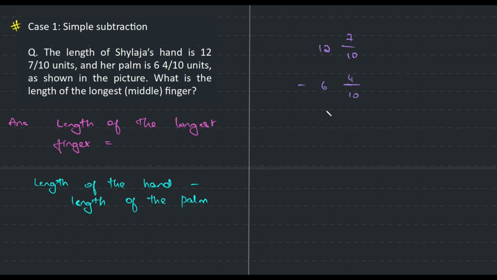So first we'll start off with looking at, is our fraction subtractable? 7 and 4, yes, we can subtract that. This will give us 3/10. And then look at the integer. This is 6 and that many units. That's it.